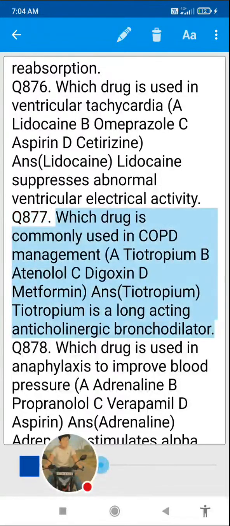Q877. Which drug is commonly used in COPD management? A. Tiotropium. B. Atenolol. C. Digoxin. D. Metformin. Ans. Tiotropium is a long-acting anticholinergic bronchodilator.